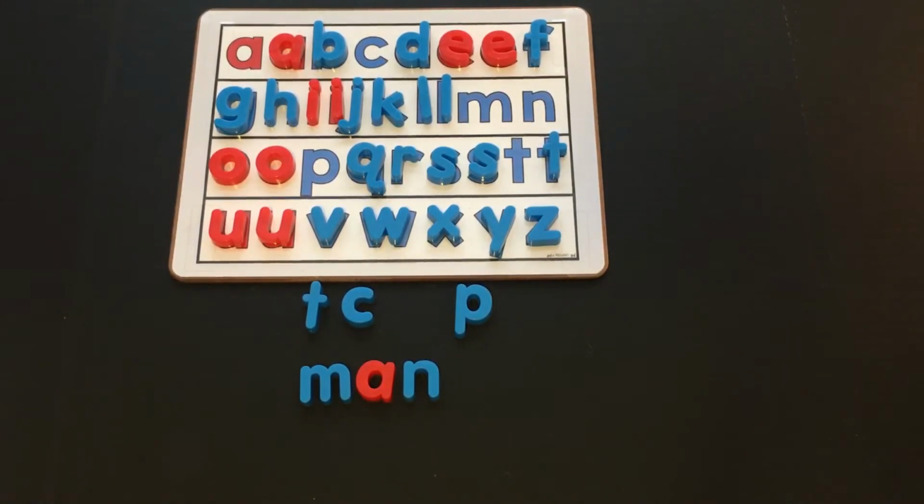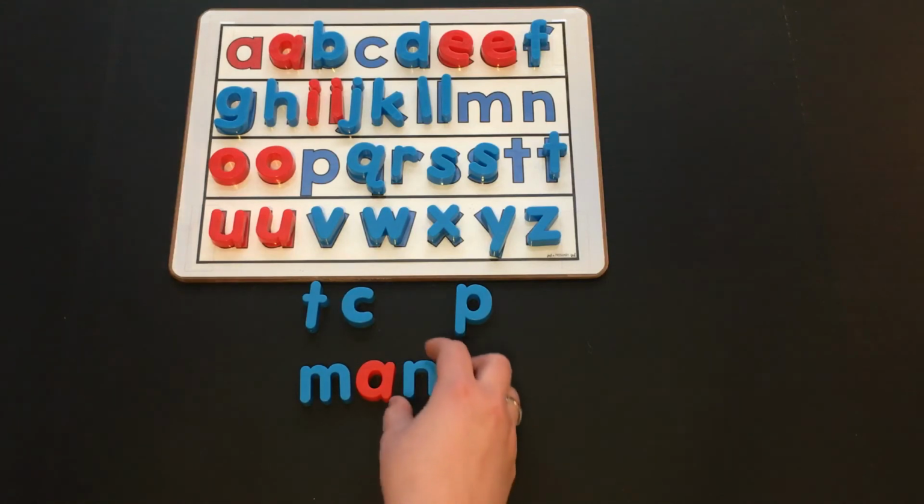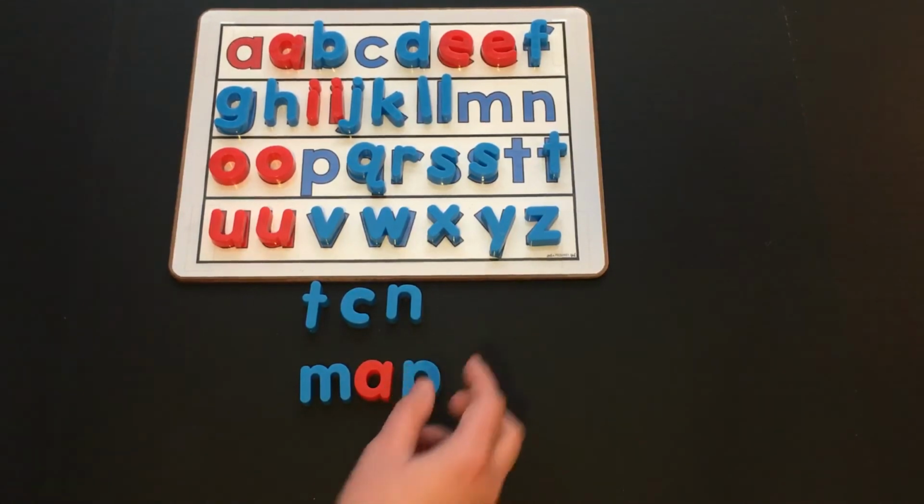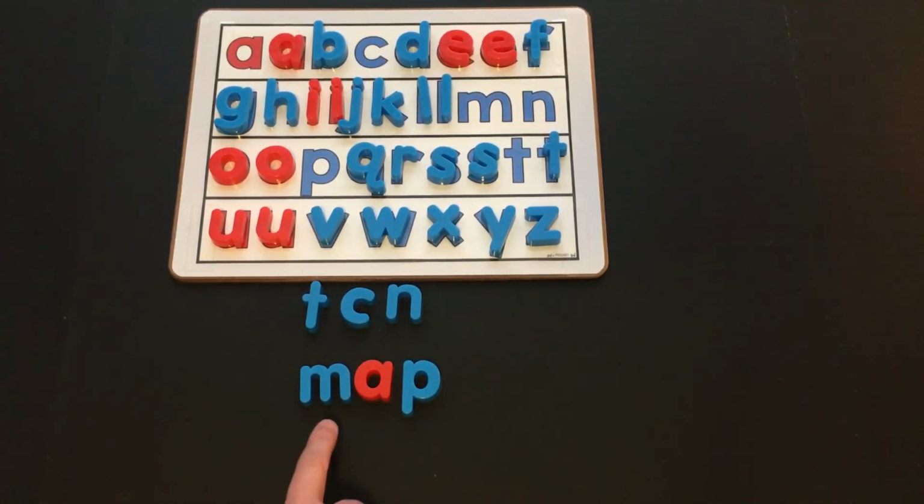Now let's change man into map. What sound is changing? The beginning, the middle, or the end? Man into map. That's right, the ending sound is changing. Map. What do you hear at the end? P. Let's say the sounds together and blend. M-ap. Map.